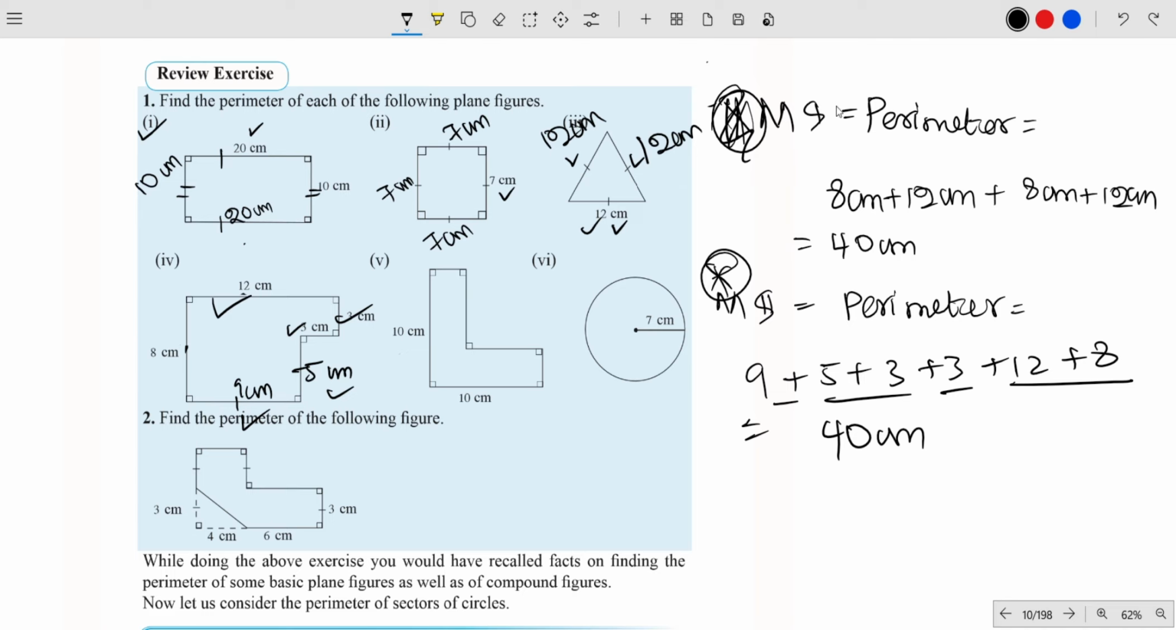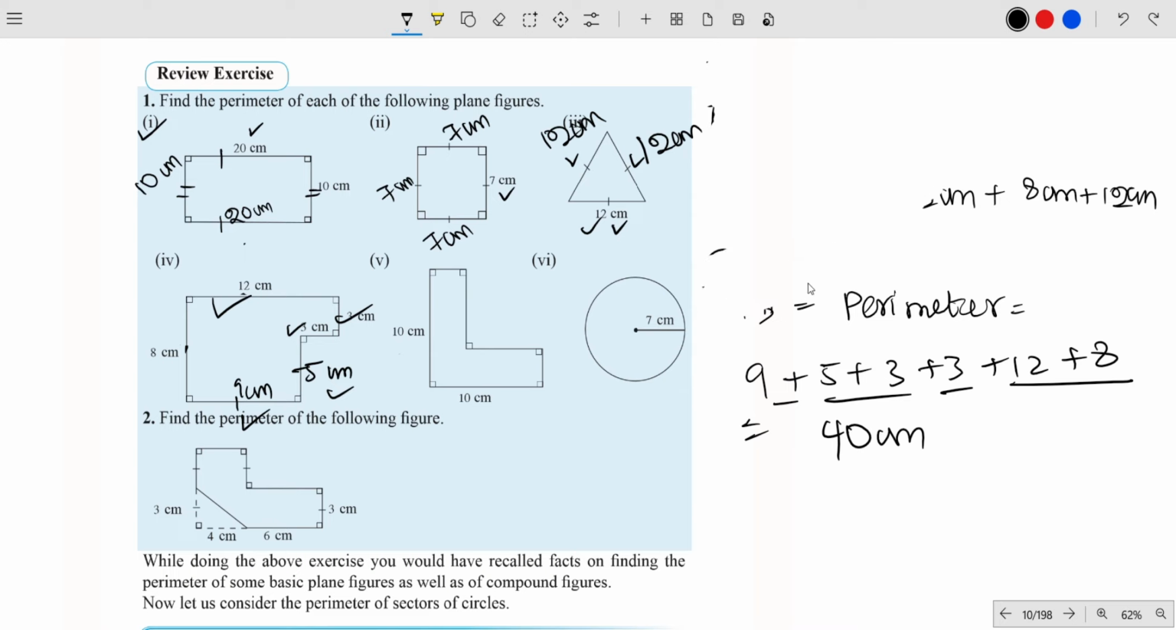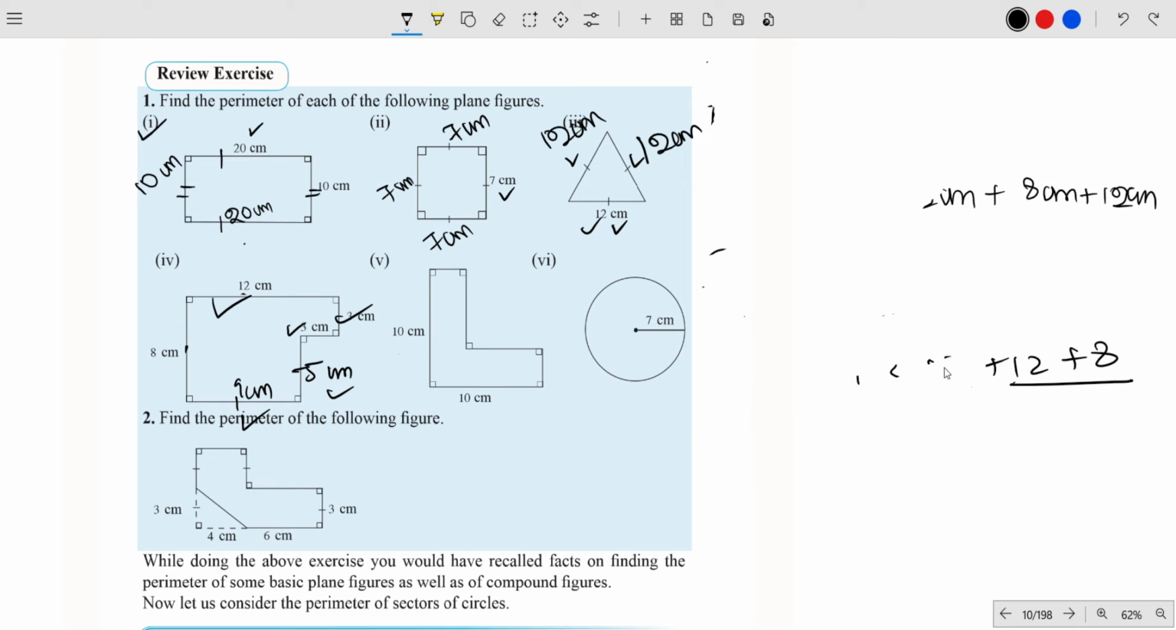Okay, small lengths from the full lengths. Then you can find the perimeter. So in the fifth question, there are no ways to find the small lengths. So we will fulfill the picture and put the equal lengths for the equal sides. From that method, we can only do the question.